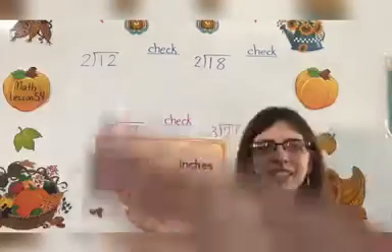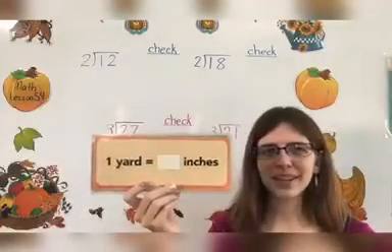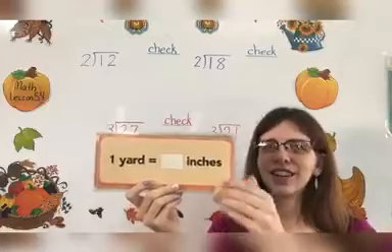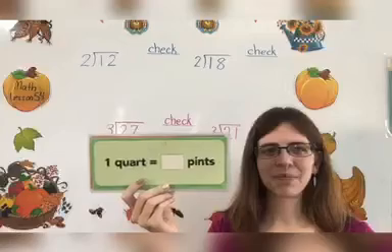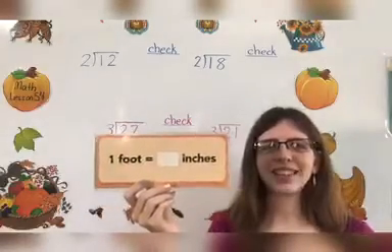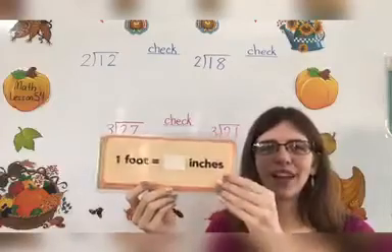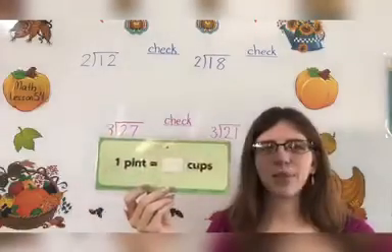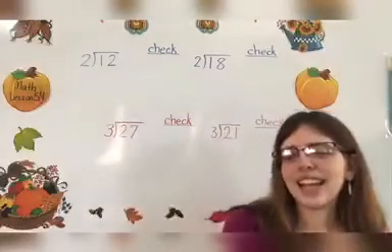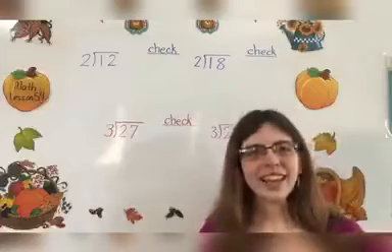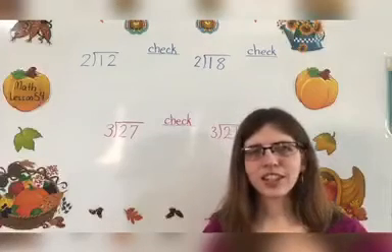1 day equals 24 hours. 1 yard equals 36 inches. 1 quart equals 2 pints. 1 foot equals 12 inches. And finally, 1 pint equals 2 cups. Nicely done. Okay, let's say our steps for division.